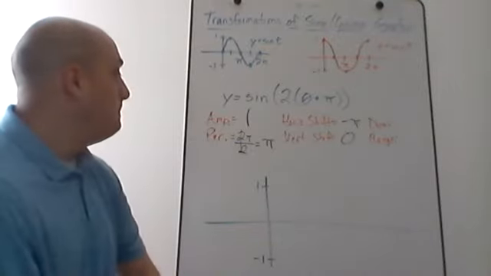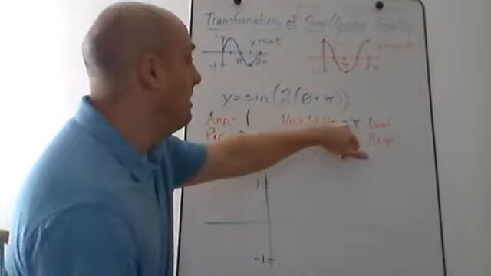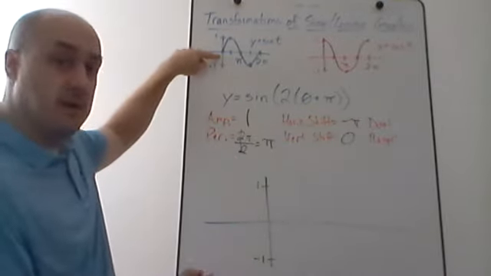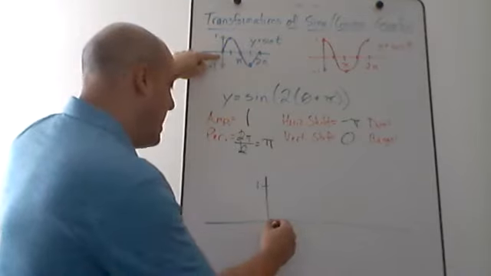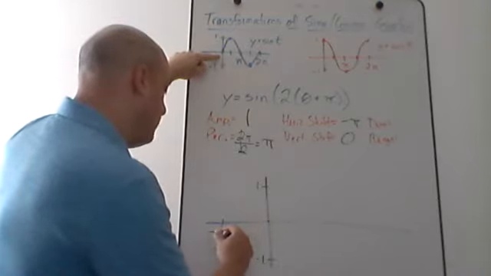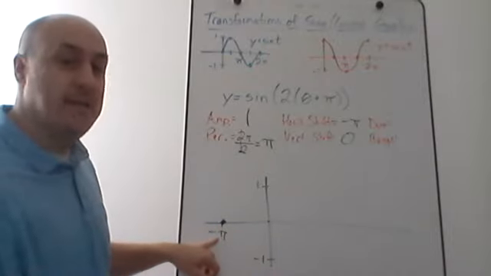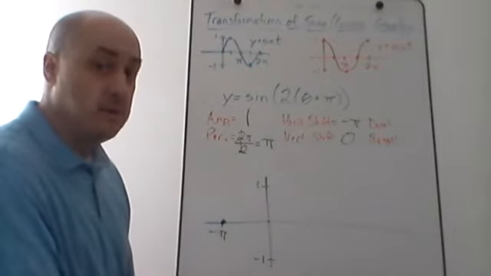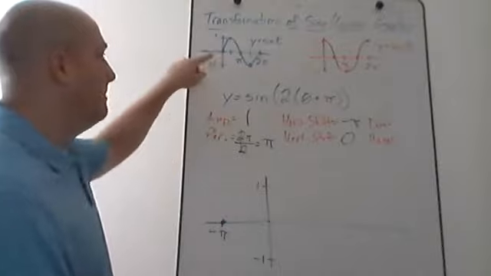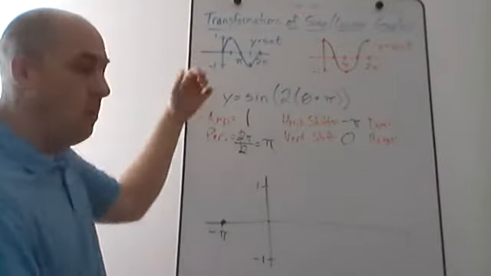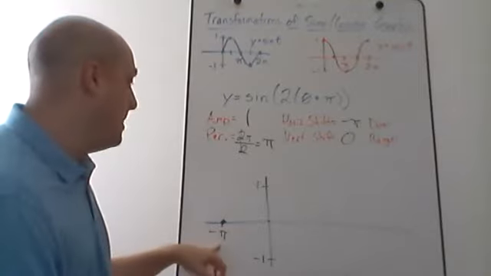All right, and then I have a horizontal shift of -pi. So remember, the sine function normally starts at the origin, right? That's normally my starting point. Now I need to move that to the left pi units. So now my starting point is going to be over here at -pi. All right, so that's our horizontal shift, and for the sine function, it's starting at the origin. So if I take that point, I move it over to the left pi units.